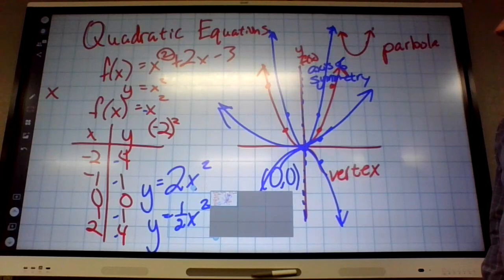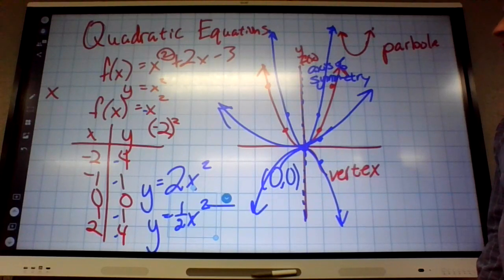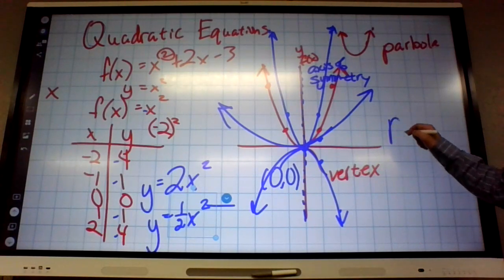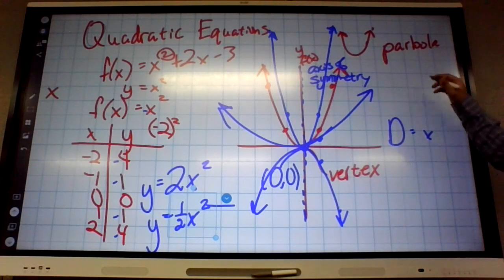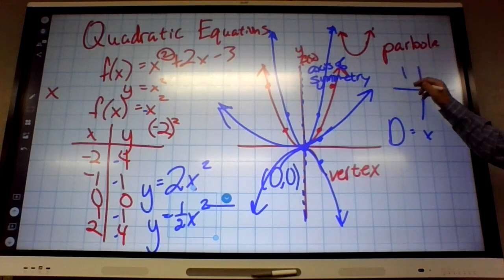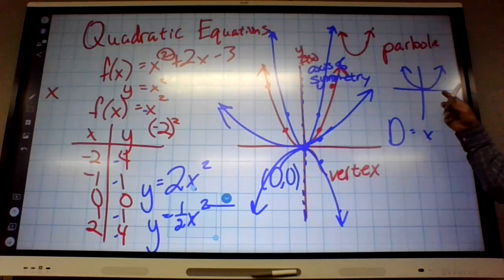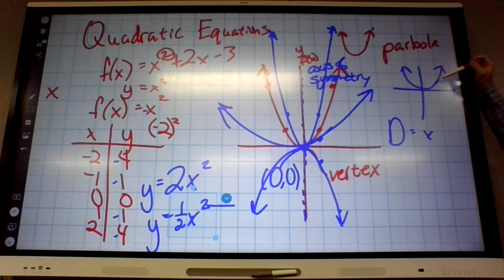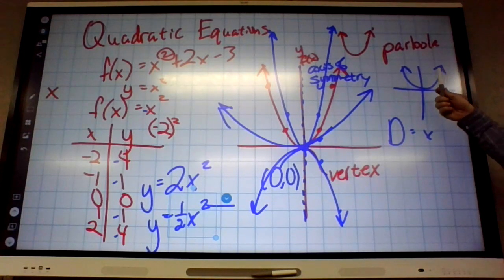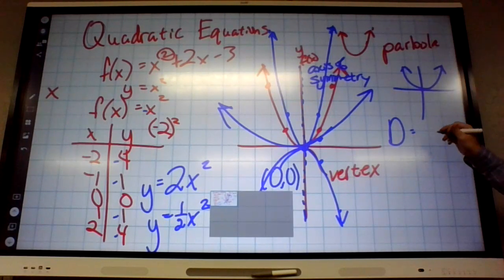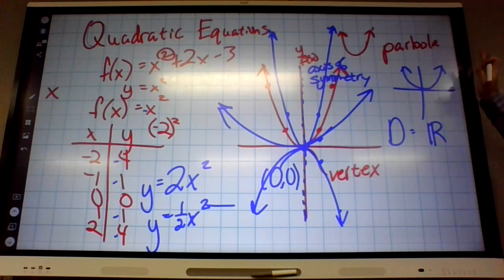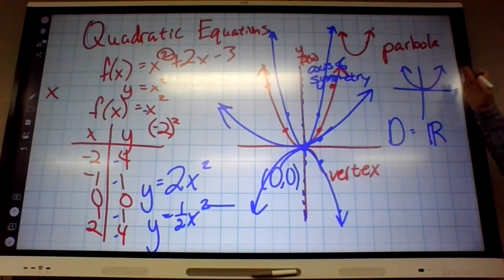Do you guys remember what domain meant? All the x values. Domain is all the possible x values. So what would the domain for a parabola be? It goes forever left and forever right, right? So the domain is all real numbers. And that's for all parabolas because they all do that.